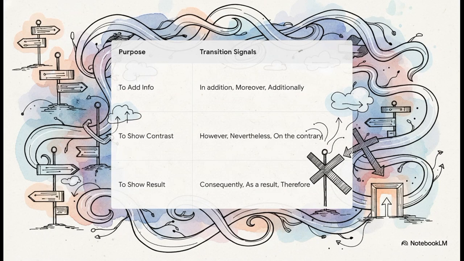Okay, let's talk about that connective tissue. Your essay can't just be a list of random sentences. It needs to flow logically. And these transition words, in addition, however, consequently, they are the glue that holds your argument together. They are literal signposts for the AI, showing it how your ideas are connected. Using these at the beginning of sentences is an easy way to score big on cohesion.